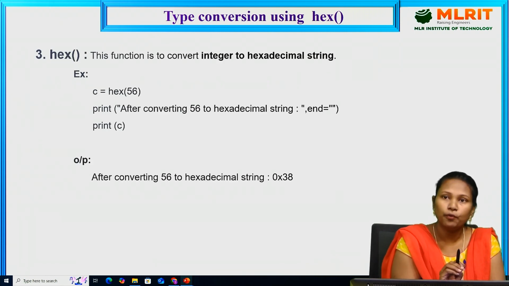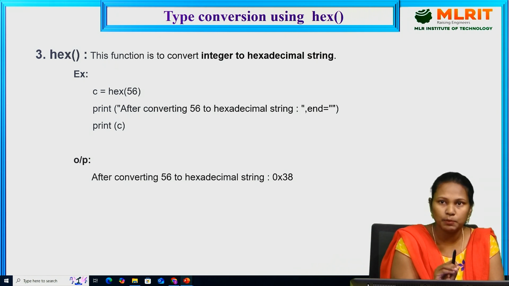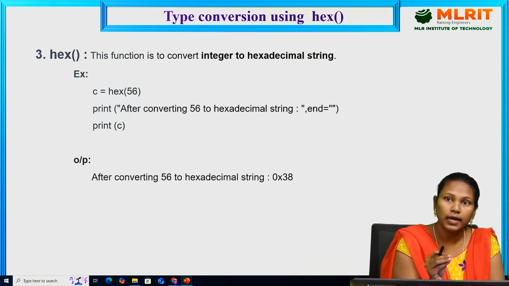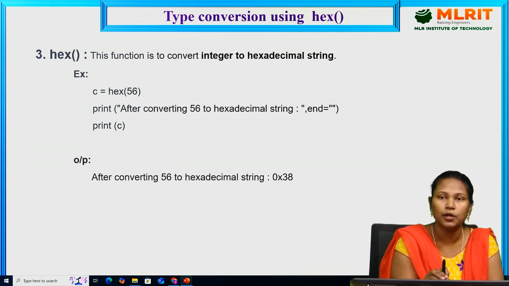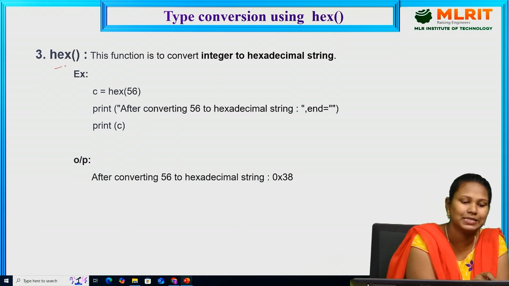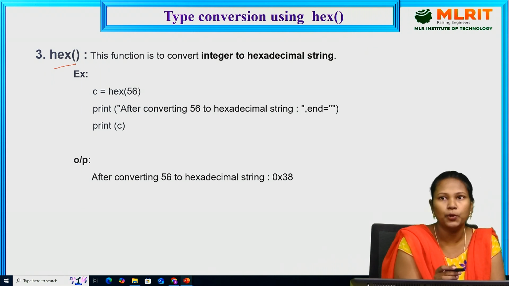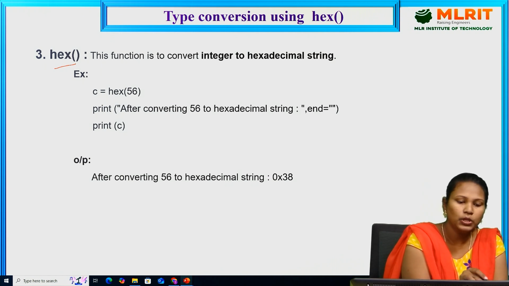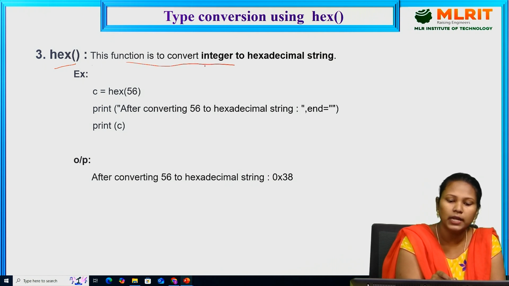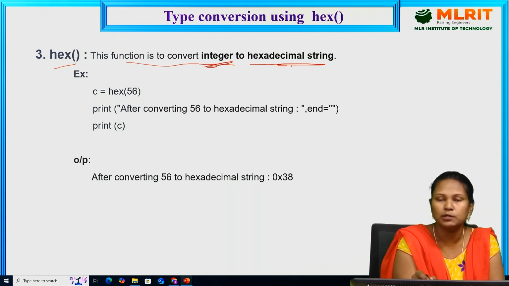Next one, if you want to convert the decimal system to octal system or binary system or hexadecimal system, we have built-in functions. Those built-in functions are hex. Hex number, you have to specify the decimal number. It simply converts the number into hexadecimal. This function is used to convert integer to hexadecimal string.